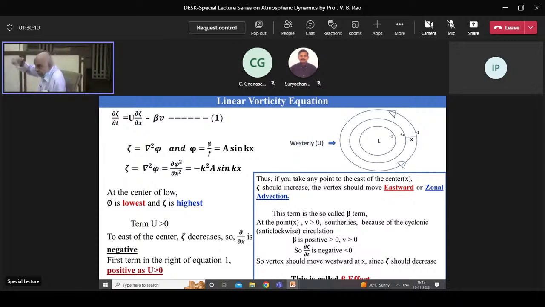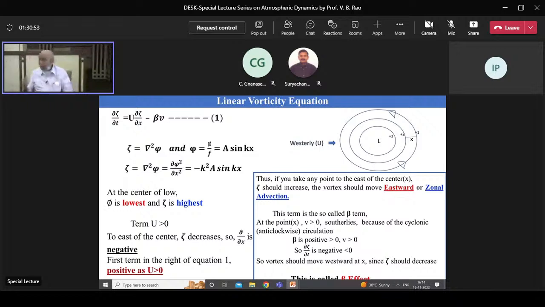Or in a westerly zonal current, very, very simple, you can perceive also. And one of the important things is, whatever answer you get, first you should have perception whether the answer you are getting is correct or not. Suppose there is a westerly zonal current. What will it do? It will advance further east. So in that case, the vortex is advected downstream from west to east. That is the minus u d by dx of zeta.